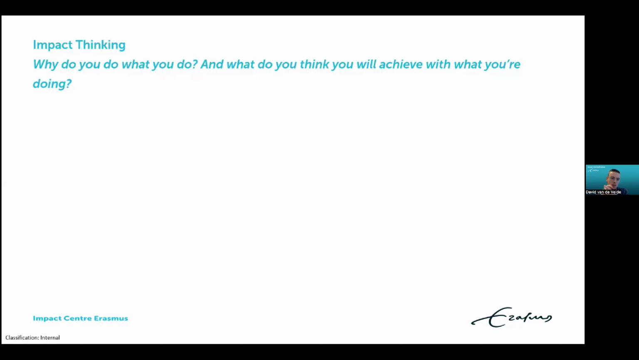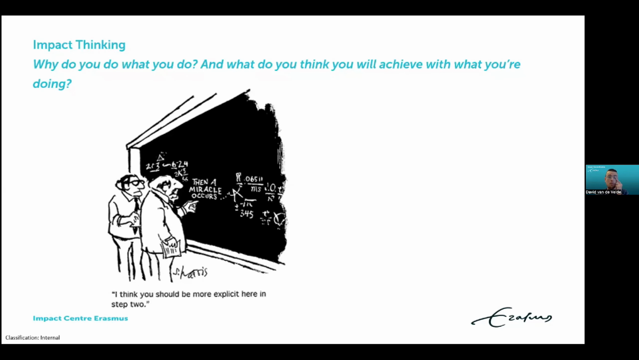And so, what impact thinking basically is, is that you try to describe how you expect to reach your intended impact. And what we're seeing in practice is that a lot of organizations are more or less falling into this cartoon, in which in the upper left corner there's a difficult sum, and right under it there's the solution of this sum, and in the middle it says, then a miracle occurs. And the teacher in this cartoon says to the student, I think you should be more explicit here in step 2.